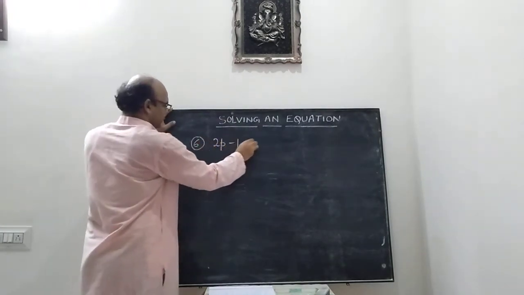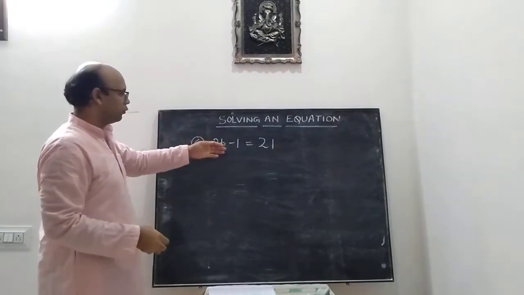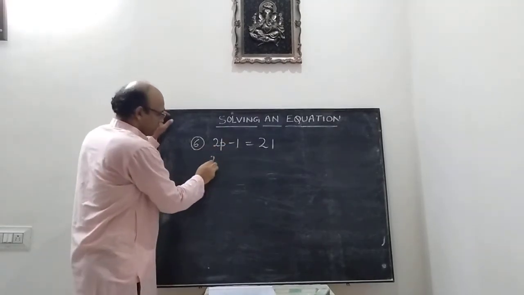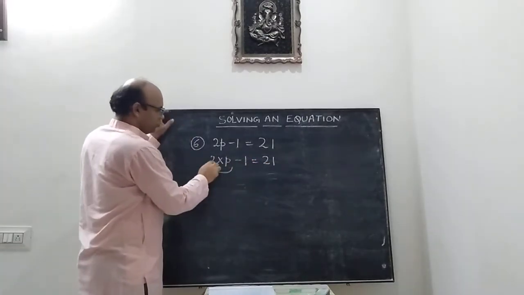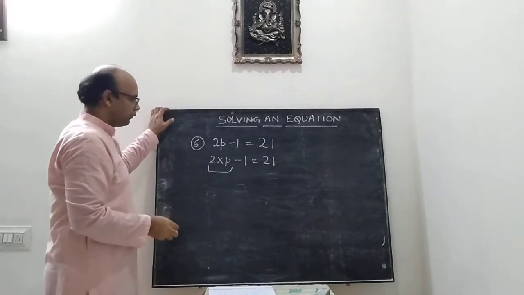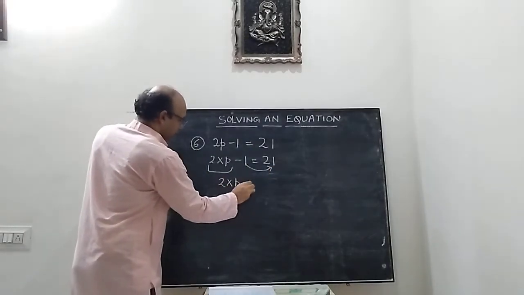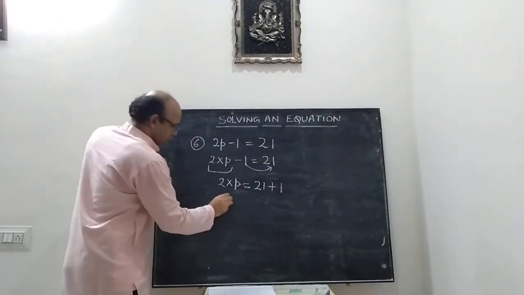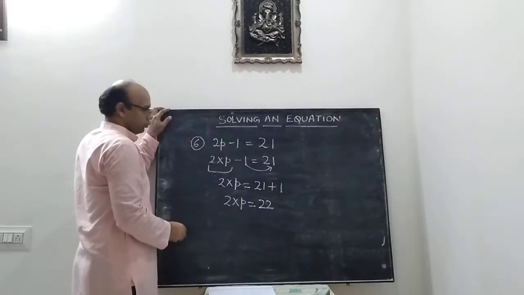2p minus 1 is equal to 21. Now how do we cancel out the effect of this one? First of all, we cancel out the effect of 1, because this is 2 into p minus 1. So this is a single term. We do not take 2 directly or divide the whole thing by 2. What we do is, we first take this 1 to the other side. So 2 into p is equal to 21 plus 1. So this is 2 into p is 22.